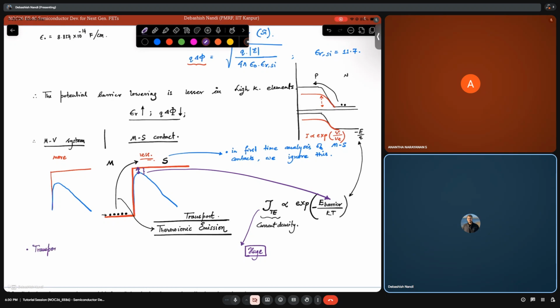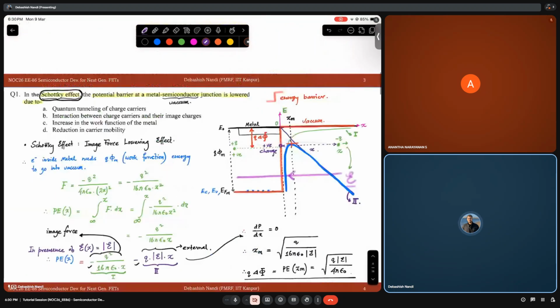Transport, primarily thermionic emission, must consider the Schottky effect or image force lowering. Fine. So in the Schottky effect, the potential barrier at a metal semiconductor junction is lowered due to interaction between the charges and their image charges. Fine.